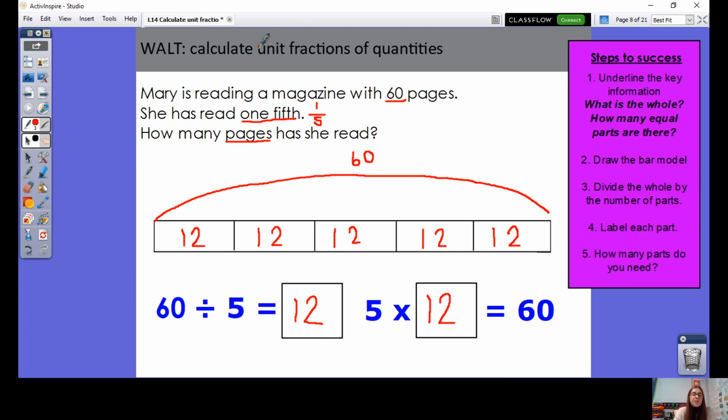Now today, because we're looking at unit fractions, I only need to find 1/5 of 60. So I'm just looking for one of my parts. So 1/5 of 60 is 12. To finish my answer though, it says how many pages has she read? So my answer isn't just 12, it is 12 pages. It's very hard to write with this mouse. I'm sure you guys can all do a nicer job than me in your maths books. 12 pages. Okay, let's move on to another example.